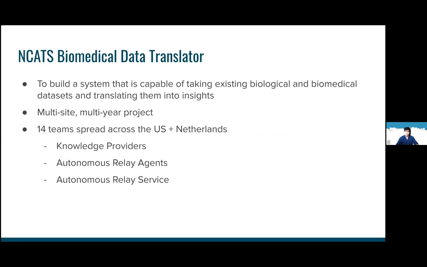It's a multi-site, multi-year project, and there are 14 teams spread across the US and another team in the Netherlands. Each team has one of 3 roles. Either they are a knowledge provider. These are groups that do the heavy lifting of building these knowledge graphs. We have autonomous relay agents that are tasked with taking a query and then querying these knowledge graphs. And the autonomous relay service is a user-facing service that takes a query from the user and translates that into a query that the relay agents can understand.